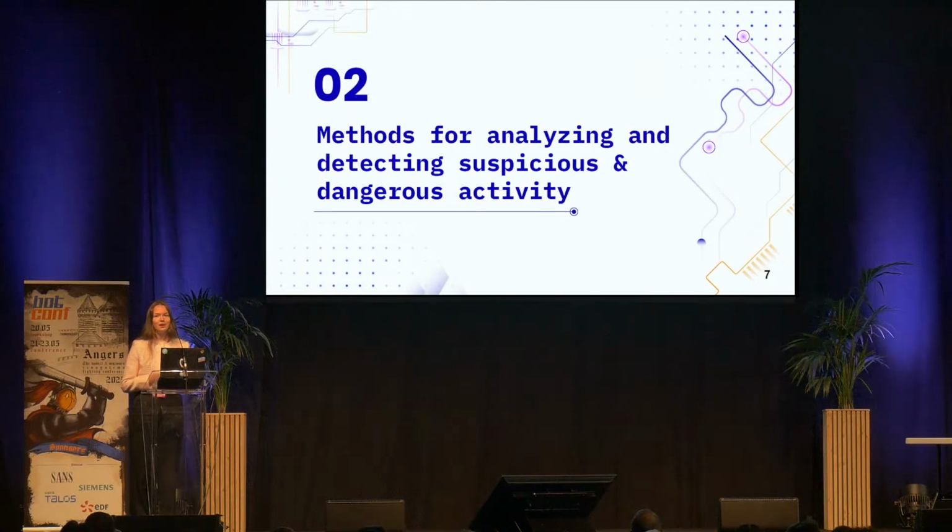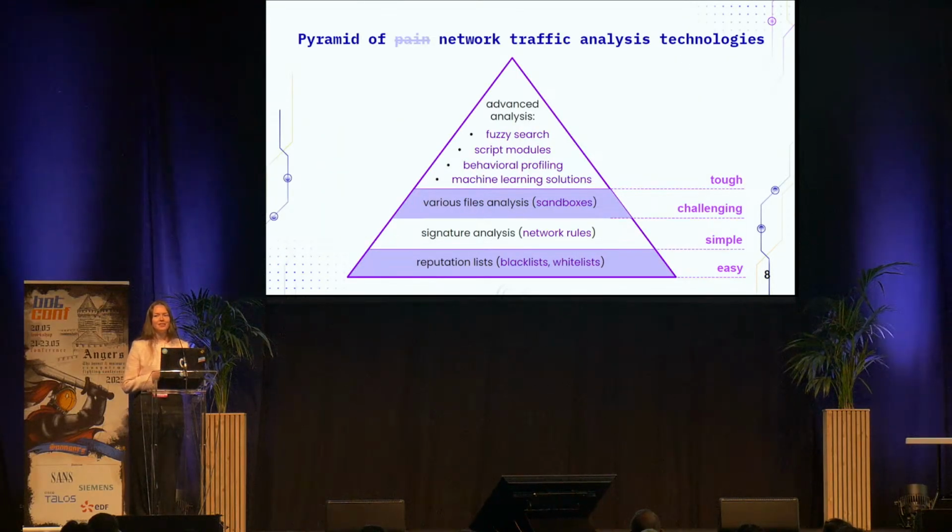There are some methods which we use to analyze and detect this malicious activity. I think that all of you know about the pyramid of pain, which illustrates IOC levels. But here, I made a pyramid of network traffic analysis technologies. I will tell you about every one of these technologies. So let's start. The first one and the easiest of all is reputation lists. I mean URLs, domains, hashes, etc.